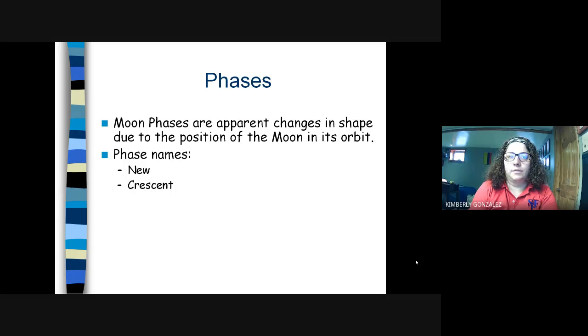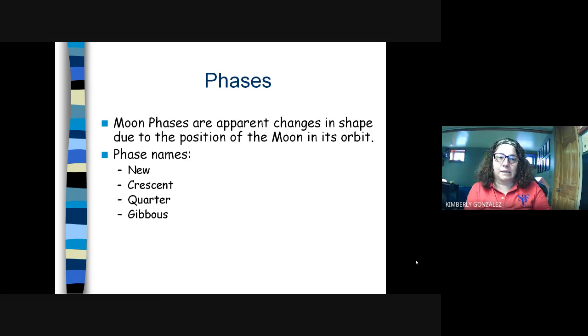Then you have the crescent. The crescent is exactly what it sounds like. It's just a little sliver of the moon that is in the light. Then you have the quarter moon. From our perspective, the quarter moon looks like half of it is in light and half of it is in dark. But you have to remember that we're only seeing half of the moon. Since we're only seeing half of the moon, technically that light side is only a quarter of the moon, hence why it's called the quarter phase.